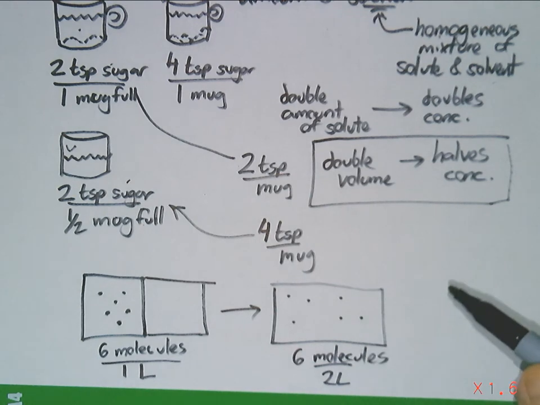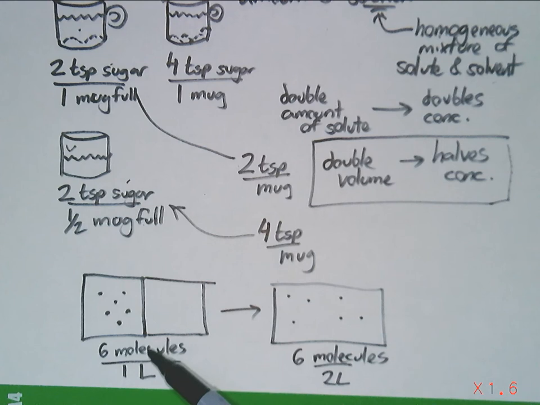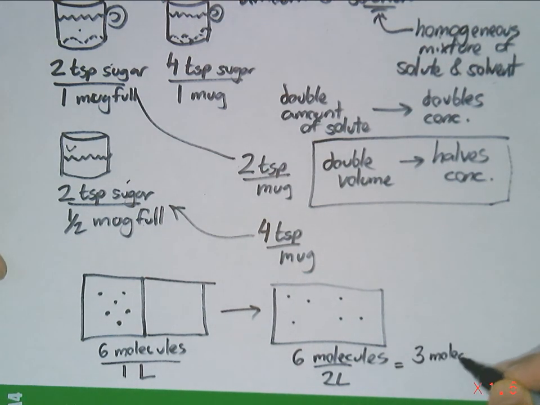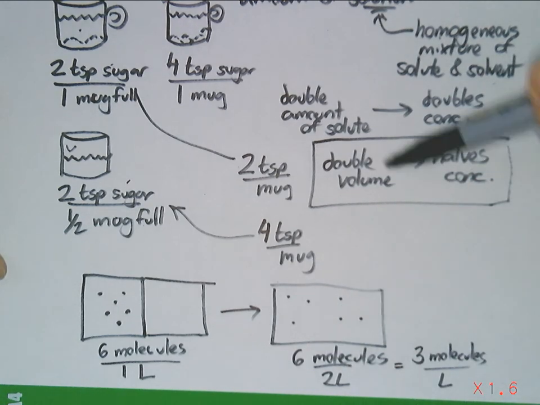Now what happened to the concentration? Here the concentration is 6 molecules per liter, and here it's 3 molecules per liter. So if I doubled the volume here, I halve the concentration. Now if you understand this, if you can visualize this, you're going to be able to see whether or not the calculations that we do in this worksheet make sense in the end. And in the next worksheet, we'll talk about actually doing some math.